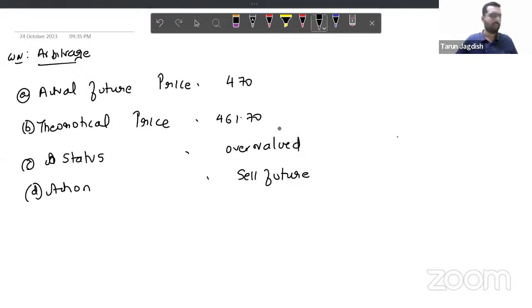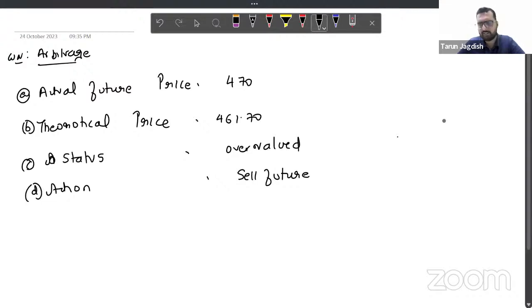Yes, Sarvamangala, please tell me. Good evening, sir. Good evening, Sarvamangala. Please tell me. So in this case, we had taken both two assumptions, right, for calculating theoretical future price. Correct. So actually, for both, the actual future price is overvalued if we consider either of the options.